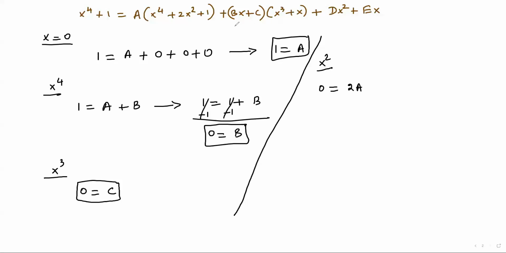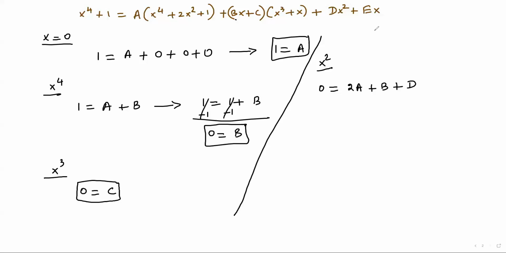Now let's go to the second term. If I distribute this bx to x to the third power, it will be bx to the fourth power. But we need the term which contains x square because we are looking for the coefficients of x square. When I distribute this bx to x, I'll be getting bx square. So the coefficient of x square from the second term is b. And even if I distribute c to x cube or x, I don't get any term which contains x square. The third term contains x square, so the coefficient of x square is just d. And the last term does not contain x square.